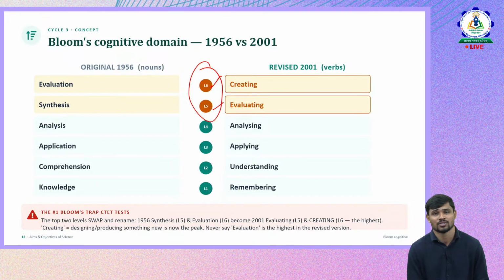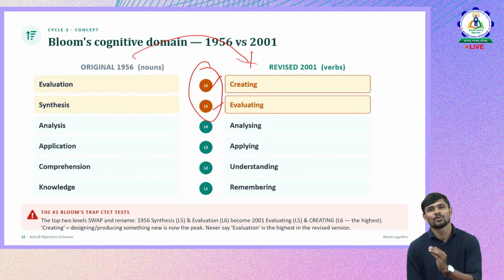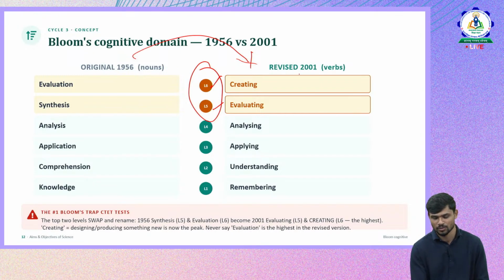then evaluation at the topmost. Whereas when the revision happened, the change is that evaluation became L5. Evaluation came to level 5, then creating went to level 6. This is the major change that happened in the revised Bloom's taxonomy. This is in 2001 and this is 1956.